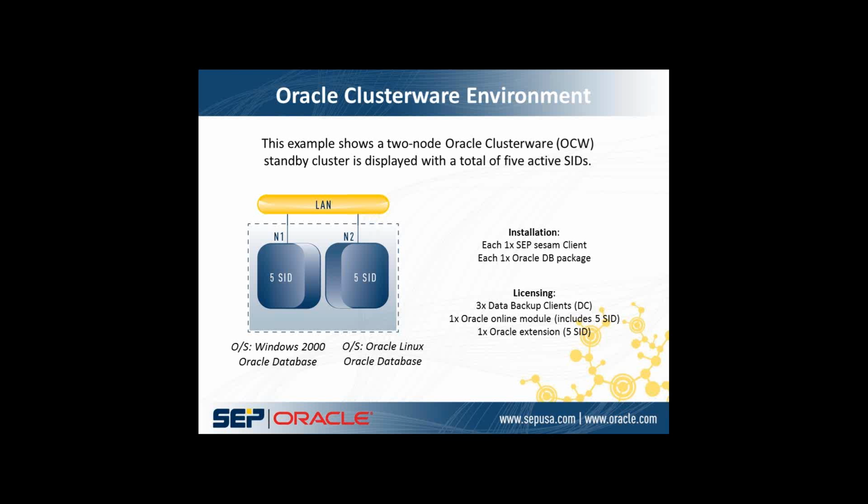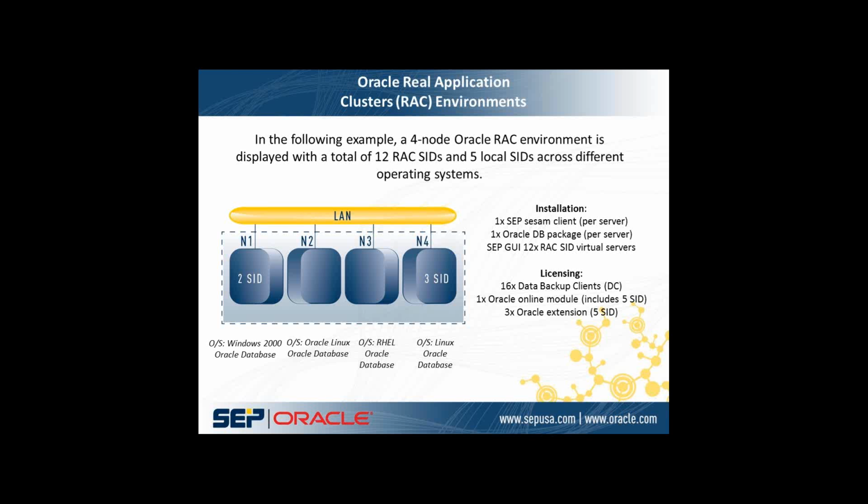Here we have a 2-node cluster, and with this we can see that there are 5 active SIDs, 10 total, so we have failover. In this example, there's a 4-node Oracle RAC environment, and there are 12 RAC SIDs, 5 local SIDs across different operating systems. So I think the whole point of this is just to show that it doesn't matter if you have one Oracle database or a more intricate, higher performing enterprise level system. We can support it no matter what.